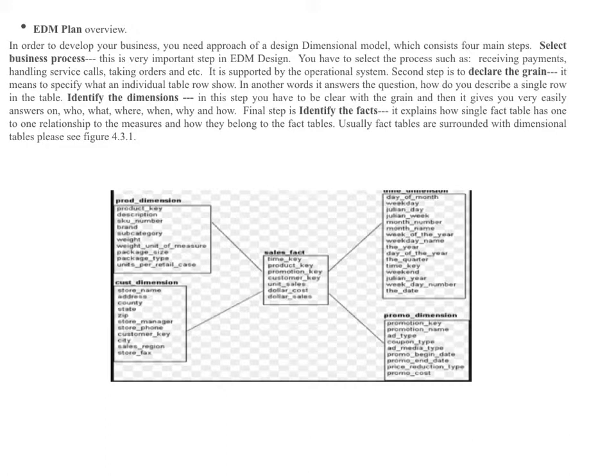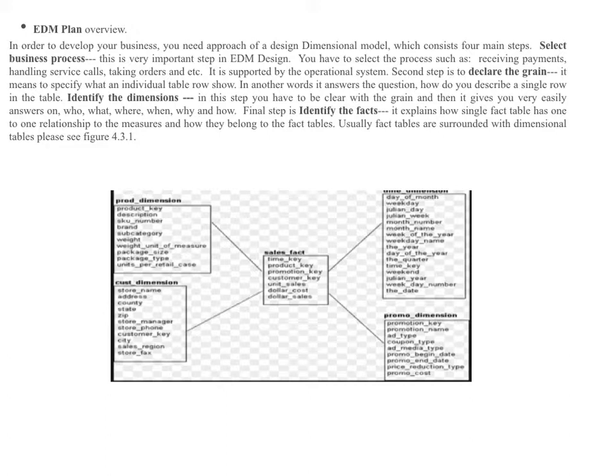The second step in the dimensional model is to declare the grain. It means to specify what an individual table row shows. In other words, it answers the question, how do you describe a single row in the table?